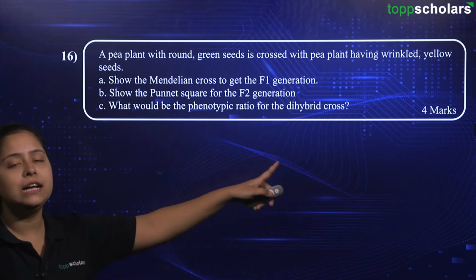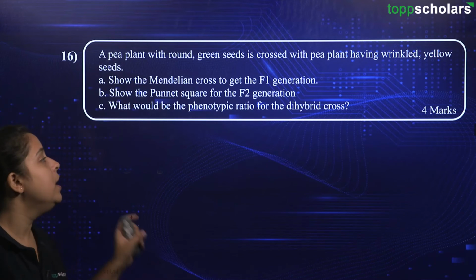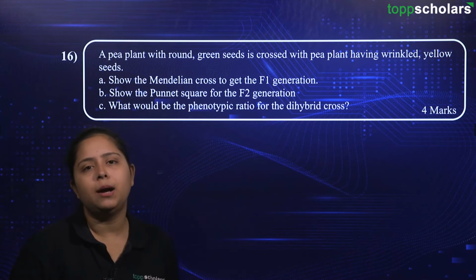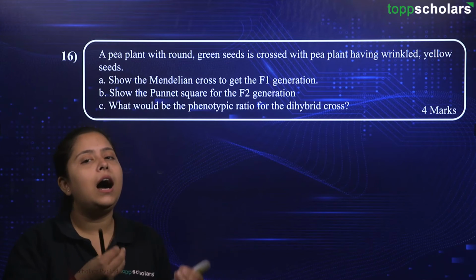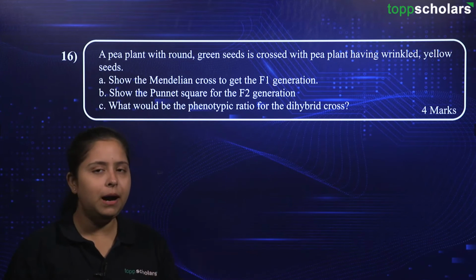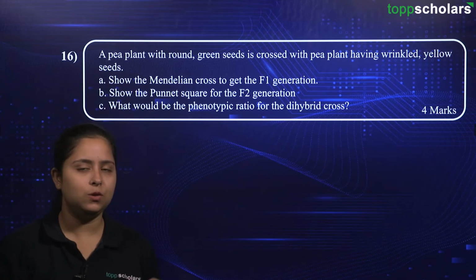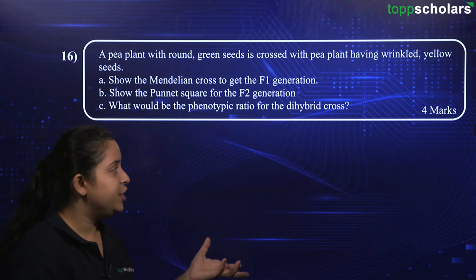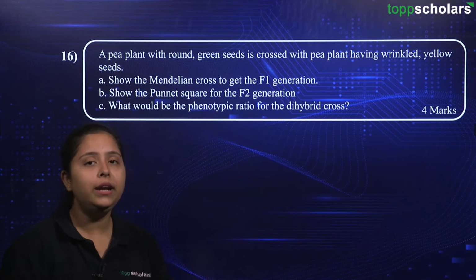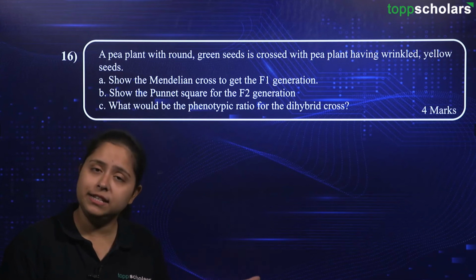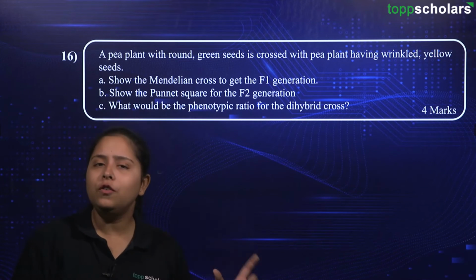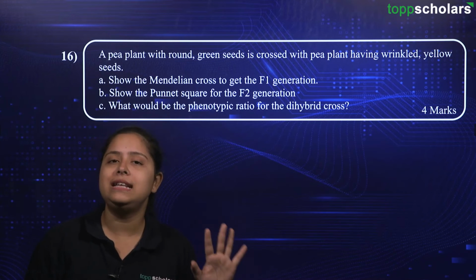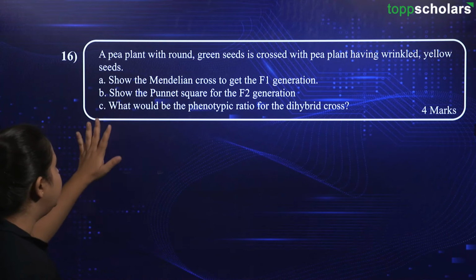Here is the question asked for 4 marks. Bigger questions coming from this chapter mostly are from the sex determination part and from Mendel's crosses in previous years. So following Mendel's cross for the F1 generation and F2 generation, and knowing how crosses go on for sex determination in human beings, all of these things are important from your exam point of view. Let us have a read on the question.